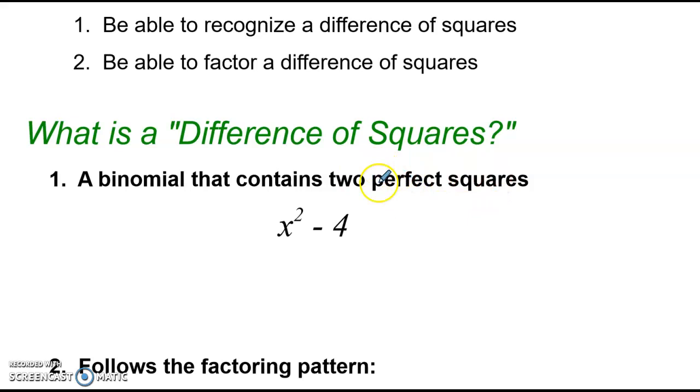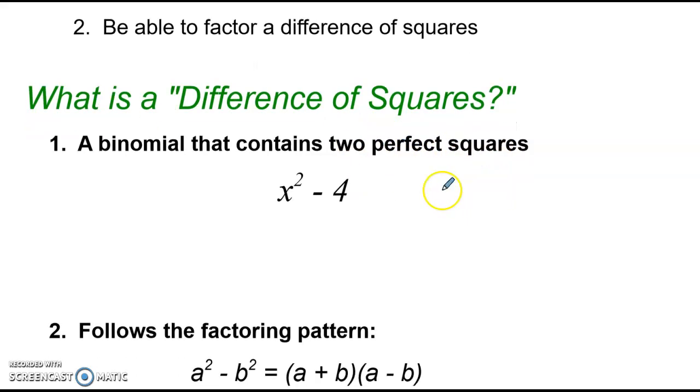Now, let's talk about what two perfect squares are. Okay, well, x squared is a perfect square. And the reason why is because it's a square of x, right? So x times itself. If I take x and multiply it by itself, in other words, if I square it, I get x squared. Therefore, we can say that x squared is a perfect square. 4 is a perfect square because it's the square of 2. 2 times 2, or 2 squared, is equal to 4.